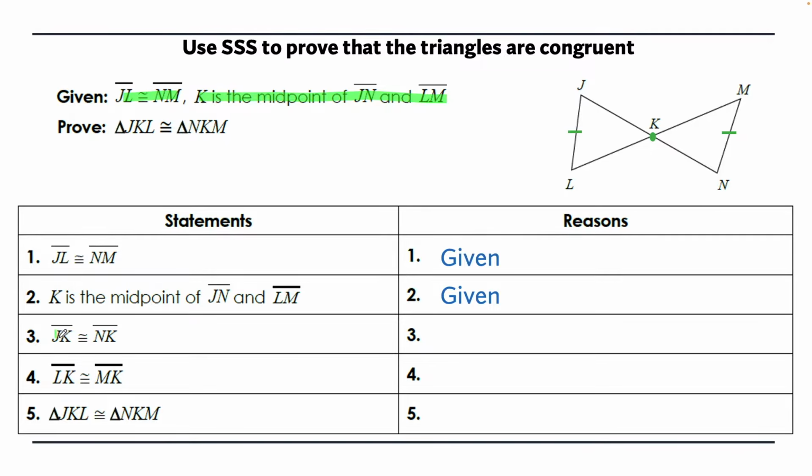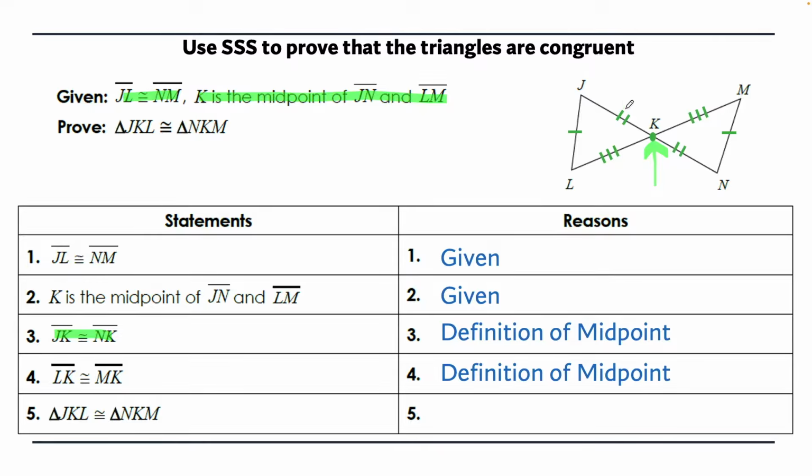Okay, next it says JK is congruent to NK. That's not given information, but let's mark it. JK is congruent to NK. And how do we know that those are congruent segments? Because K, that dot we put here, is the midpoint. So the reason we know that those two segments are congruent is because of the definition of midpoint. And then LK is congruent to MK. We'll mark those. Same reason, definition of midpoint. And now we have 3 sets of congruent sides. And our reason that those two triangles are congruent is because of the side, side, side shortcut.